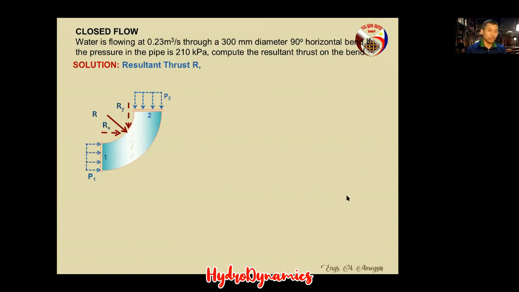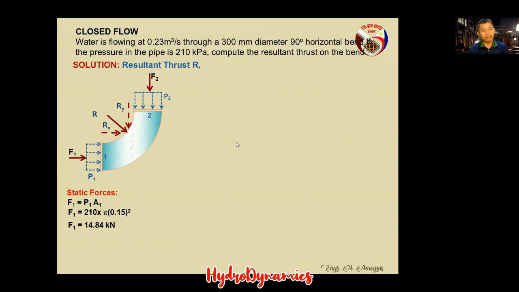So, yung P1 sa P2, you can solve the total hydrostatic force. Pwede yung ma-solve yan. Those are all static. No? F1 at saka F2. To solve F1, P1 times area. Tama? F2, P2 times area. So that is P1 times area. So, 210 times 0.15 squared times pi.